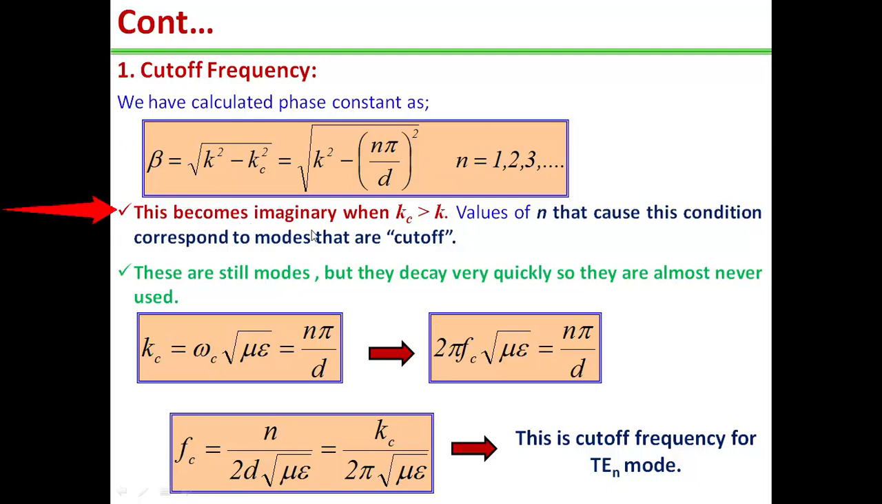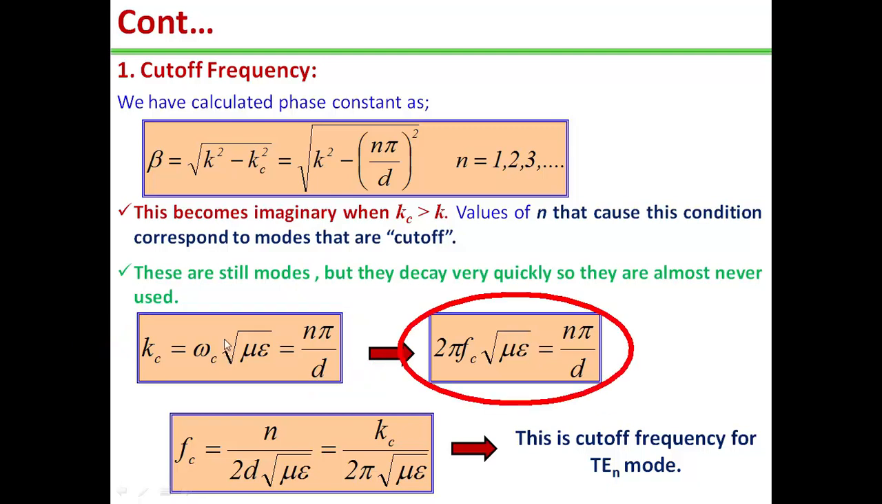And the phase constant becomes imaginary when kc is greater than k, and values of n that cause this condition correspond to modes that are cut off. These are still modes, but they decay quickly so that they are almost never used. So to satisfy the condition that they can at least propagate within the parallel waveguide, we have k square equal to kc square. So kc is omega square root of mu epsilon, and this is equal to n pi by d.